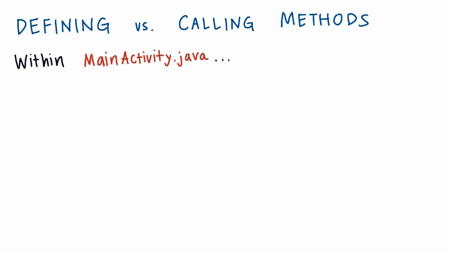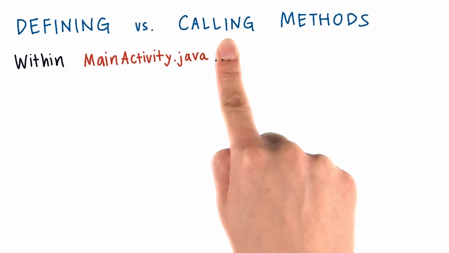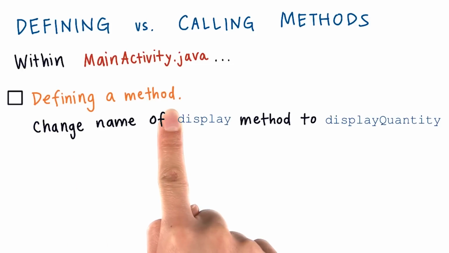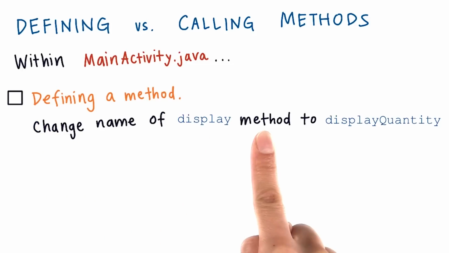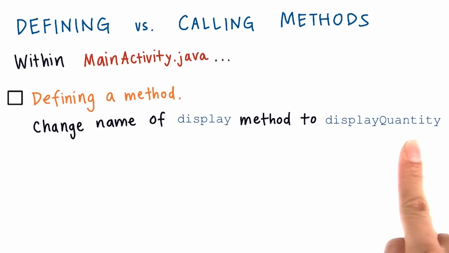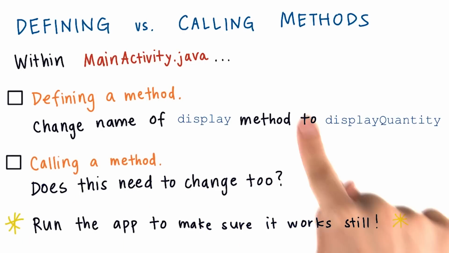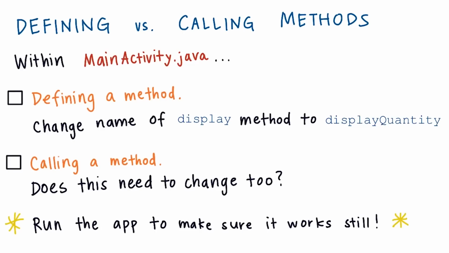To help you understand the difference between defining versus calling a method, let's modify the main activity. We're going to change the way a method is defined by changing the name of the display method to the name displayQuantity. Then for calling this method, do we need to change anything about that code? If these changes cause an error in your app, make sure to address that so that you can run the app on your phone again. Check these boxes when you're done.